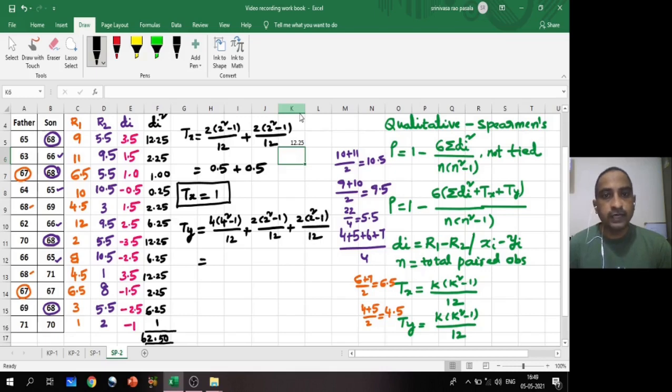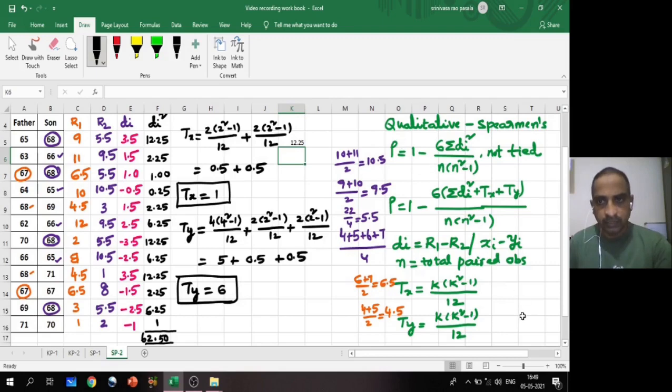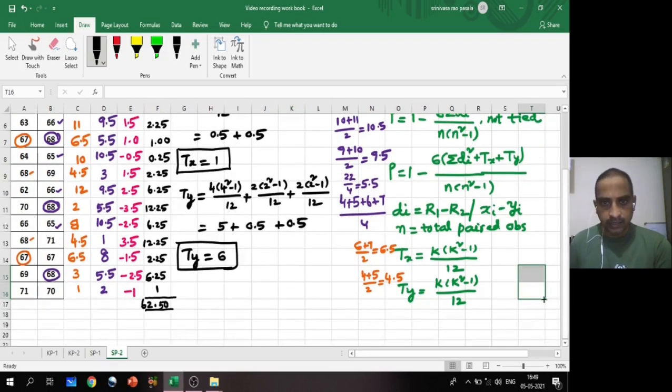So 4 square is nothing but 16, 16 minus 1 is 15, 15 times 4 is 60, 60 by 12 is 5. This value is 0.5, this value also 0.5. So ty value equals 6. Just substitute these values in the formula, you will get the answer, right?